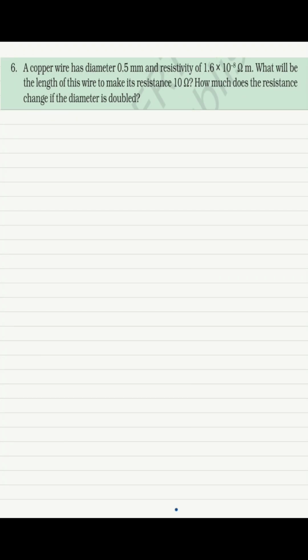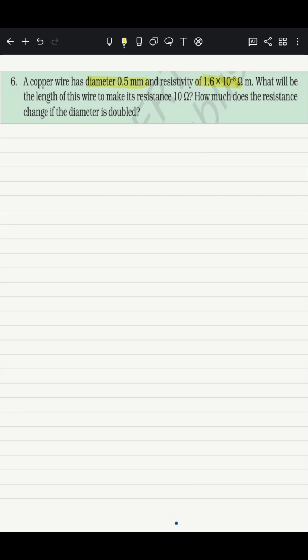So in today's video we are going to solve the sixth sum given in your NCERT electricity chapter in class 10th. The sum goes like this. A copper wire has a diameter of 0.5 mm. So you know mm is nothing but millimeter, which is equal to 10 power minus 3. So this would be 0.5 into 10 power minus 3 meter, and the resistivity of 1.6 into 10 power minus 8. What will be the length?